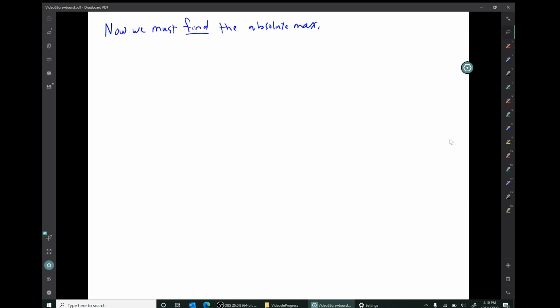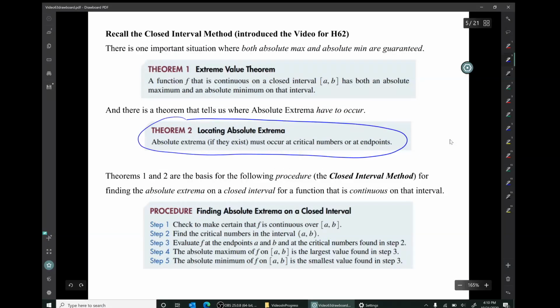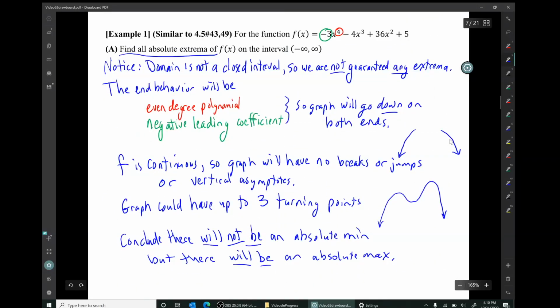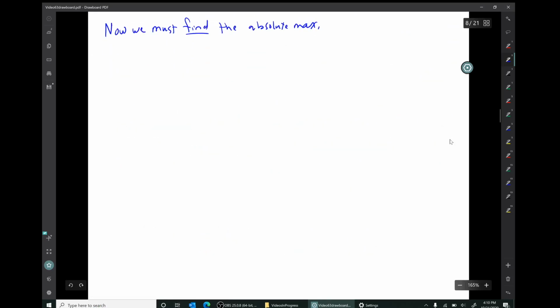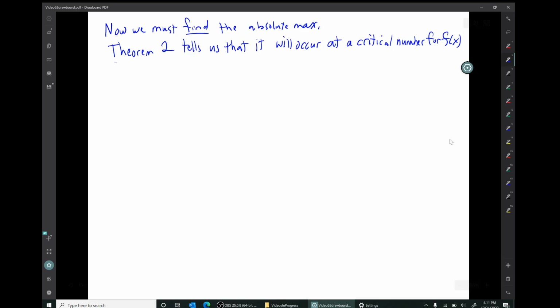So where do we look for the absolute max? Well, the key here is to remember Theorem 2. Theorem 2 says absolute extrema, if they exist, must occur at critical numbers or at endpoints. In our example, we don't have endpoints, so if there are going to be any absolute extrema, they're going to have to occur at critical numbers. Well, we've determined that there's going to be an absolute max, so Theorem 2 tells us that it's going to have to occur at a critical number. So we have to find the critical numbers for f of x.